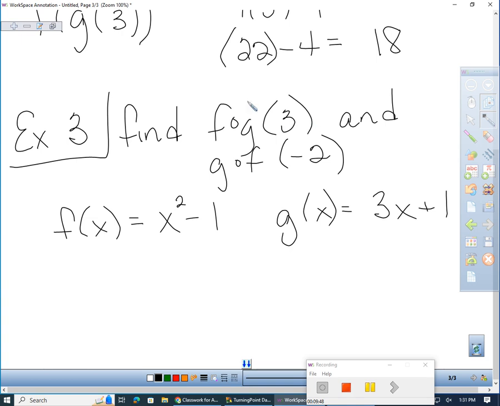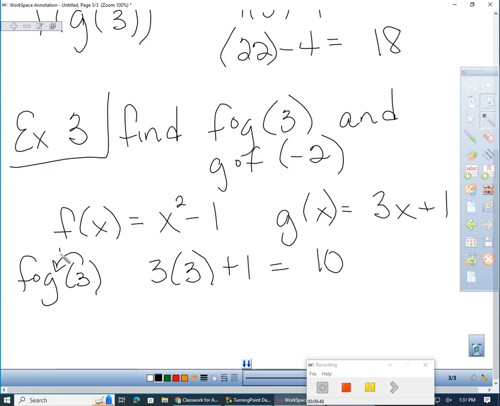So let's start with the first one. We're going to do f of g of 3. So we start with 3 and plug it into where? Plug it into g. So we start here. So I have 3 times 3 plus 1.